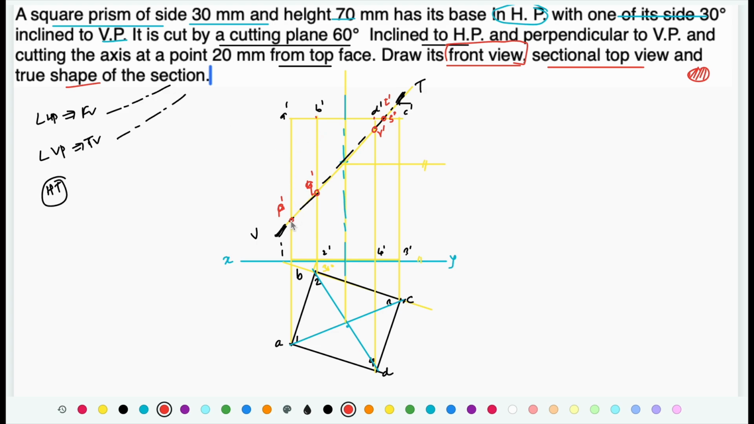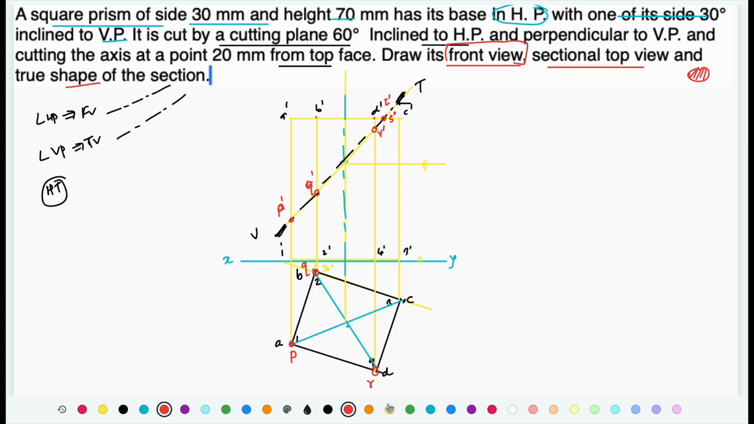This p dash, it is on a dash 1 dash. Where is a1? Over here. So at the same location there is one more point p. Similarly, this q is on the b dash 2 dash, so this is b2. So this is going to be one more point, that is q. Where is r? It is on d4, so this is going to be r.